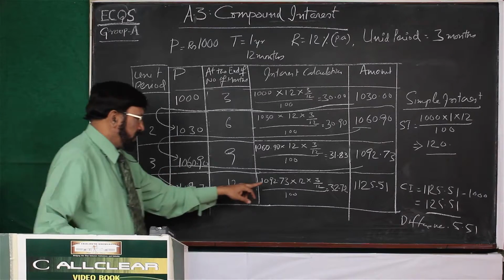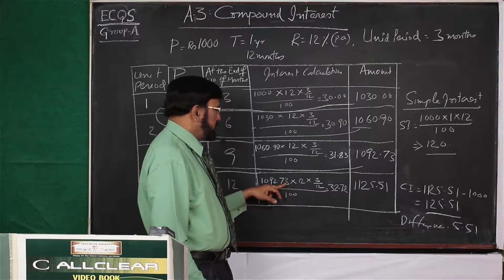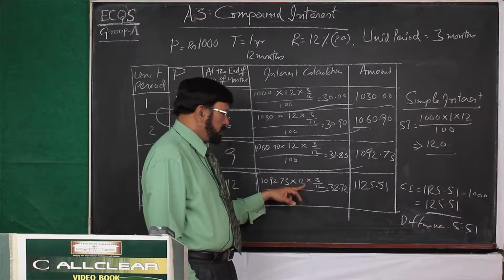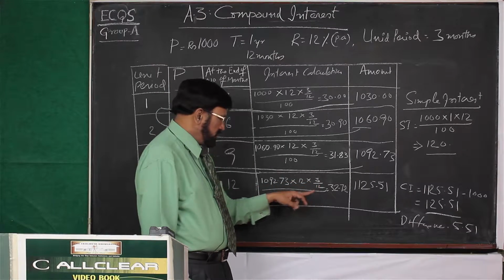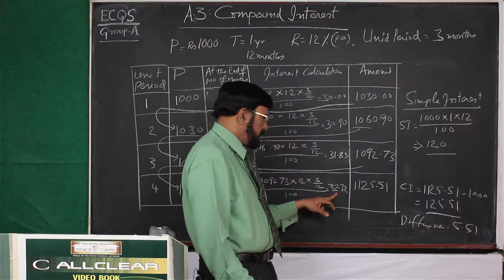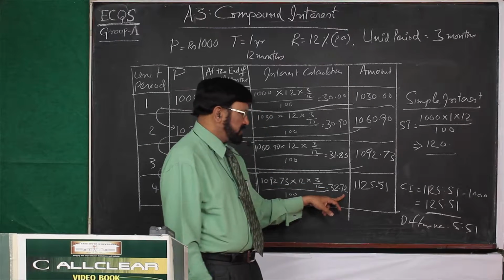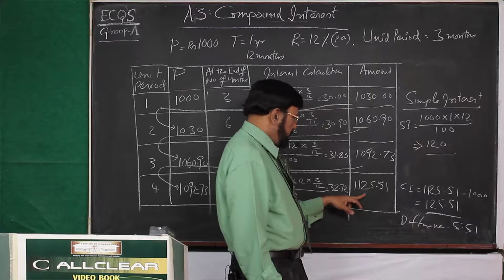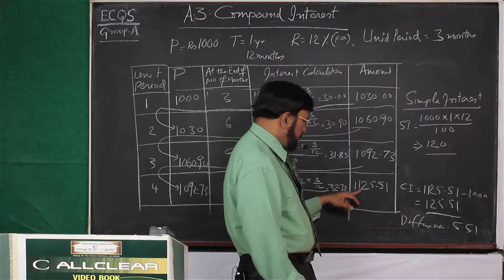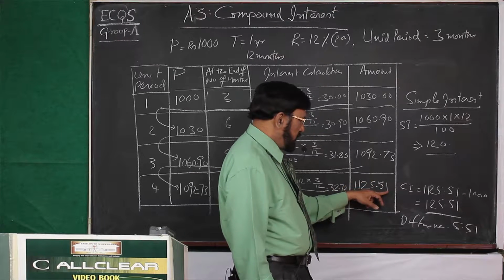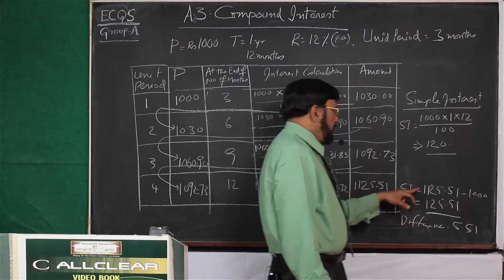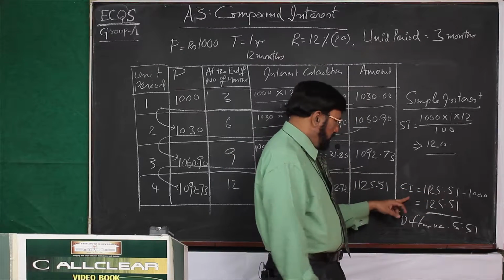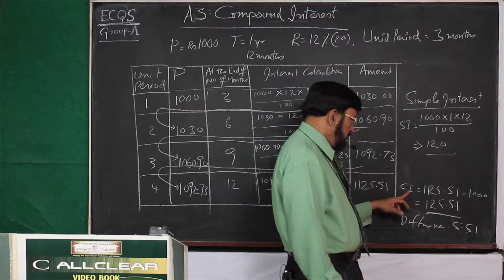3 months. Now 1092.73, and the same formula, 12% for 3 months, and now 32 rupees 78 paise, and now the amount will be 1125.51. That is, now we have to calculate CI.